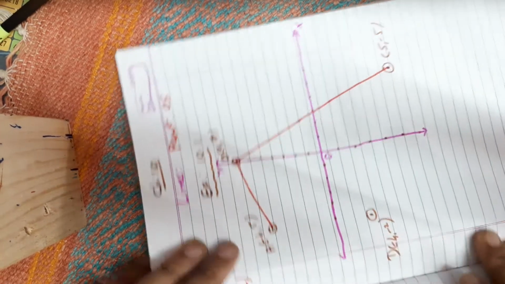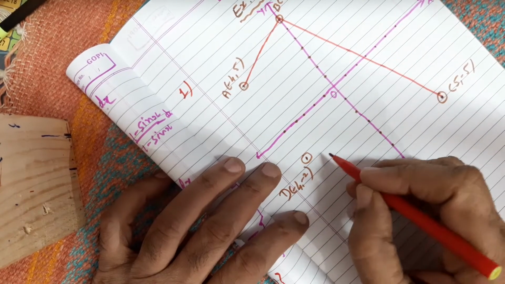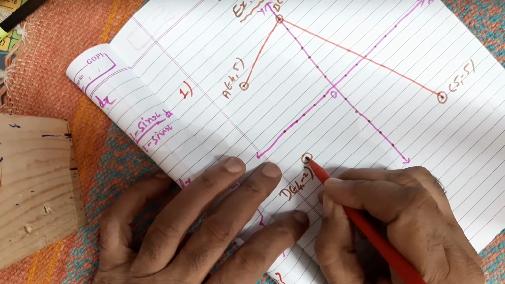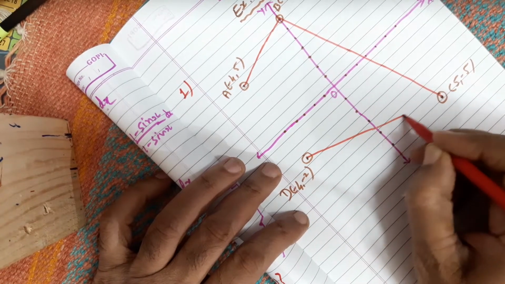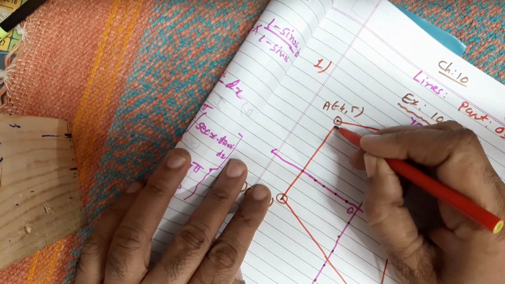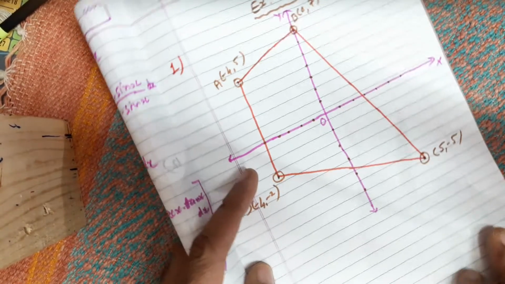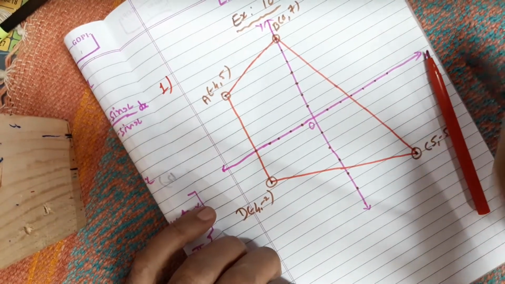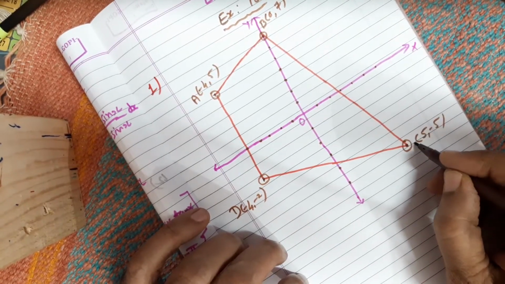This is C and D. So the quadrilateral is done. Now the question they are asking is to find its area. ठीक है, अब इसका क्या फाइंड करना है हमको, एरिया ढूंढना है.